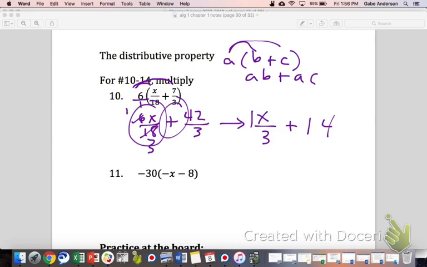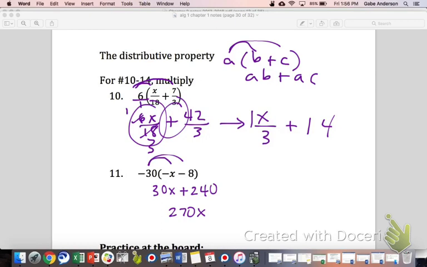The biggest principle we want to have down here is that a negative times a negative is positive. So negative 30 times negative x gives us positive 30x. And then negative 30 times negative 8 gives us plus 240. So 30x plus 240. As I walked around, I saw a couple of folks that did this. Please check this out. We'll talk about it on Monday for sure.